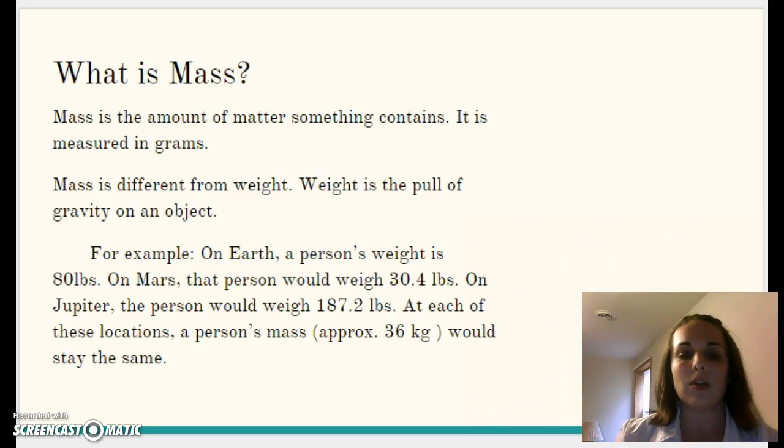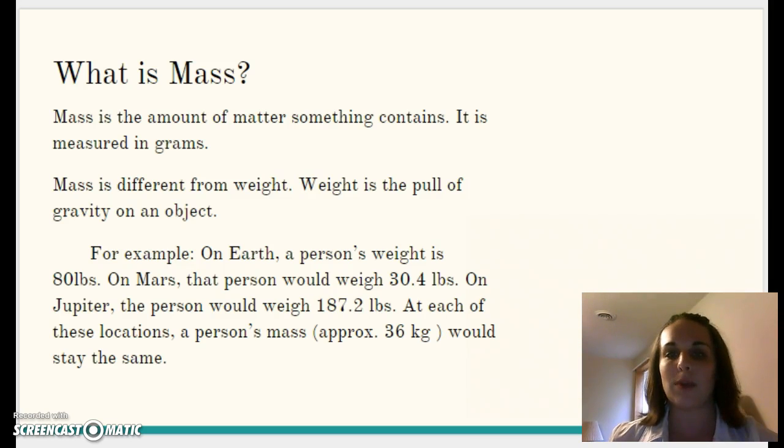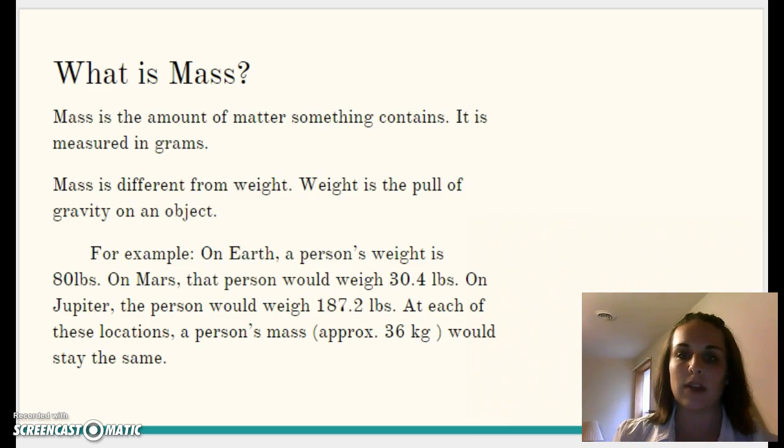So if a person on Earth weighs 80 pounds, that takes into effect gravity on Earth. On different planets, we have different pulls of gravity. So on Mars, that same person would weigh about 30 pounds. On Jupiter, the person would weigh 187 pounds. But at all three of these different locations, the person's mass would stay the same at 36 kilograms.